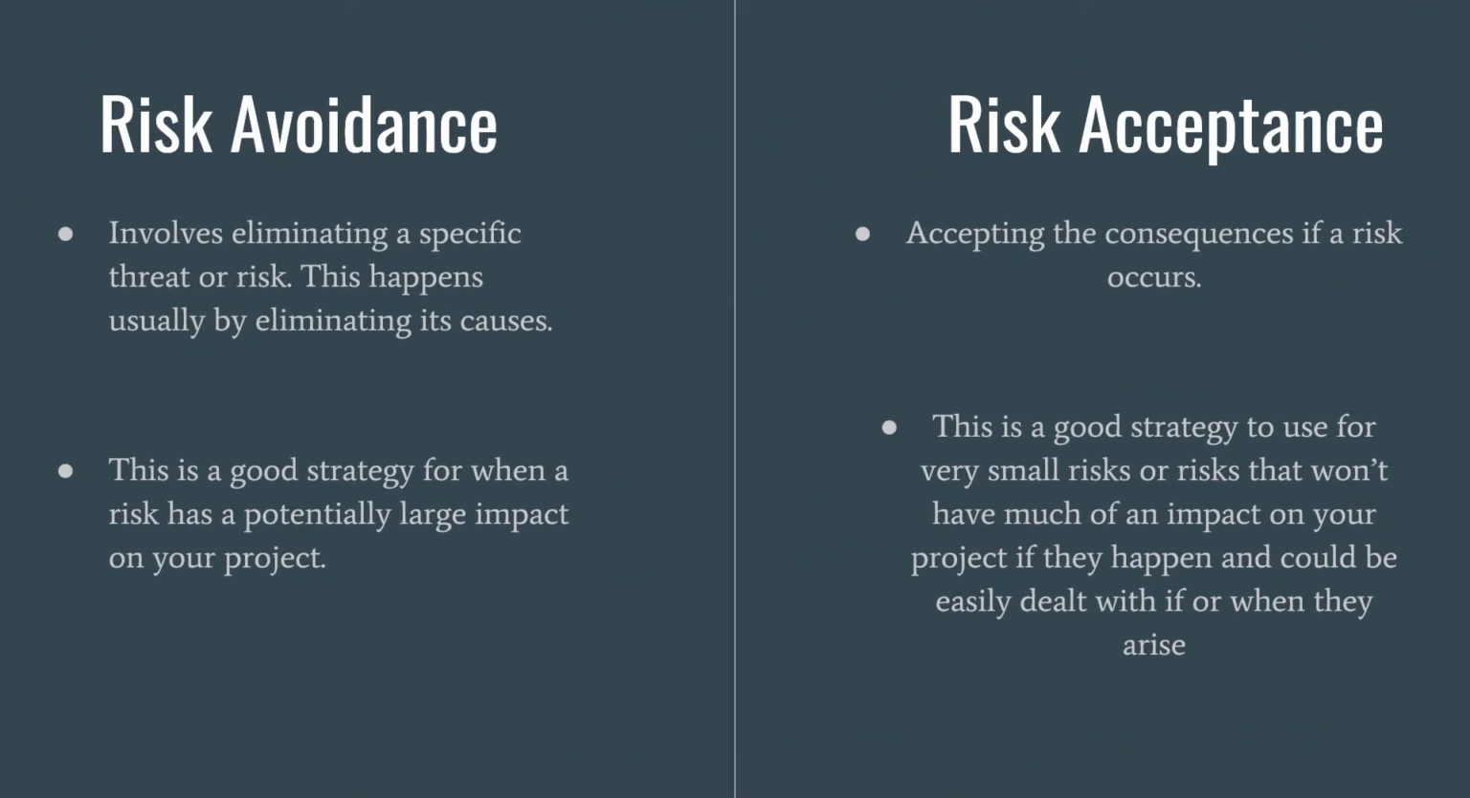Risk avoidance involves eliminating a specific threat or risk. This usually happens by eliminating its causes. This is a good strategy for when a risk has a potentially large impact on your project. Then there's risk acceptance, accepting the consequences if a risk occurs. This is a good strategy to use for very small risks or risks that won't have much of an impact on your project if they happen and could be easily dealt with if or when they arise.